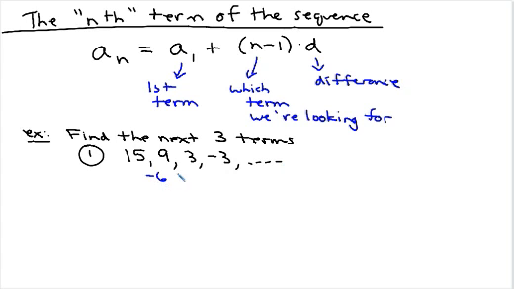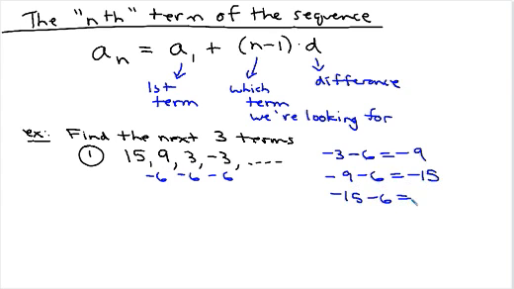Isn't it going down by 6? Right? So the next term would be -3 minus 6, which is -9. And then the next term after that, I would take off 6 more, and it would be -15. And then the next term after that would be -15 minus 6, which is -21. All right? So there's my next 3 terms right here.